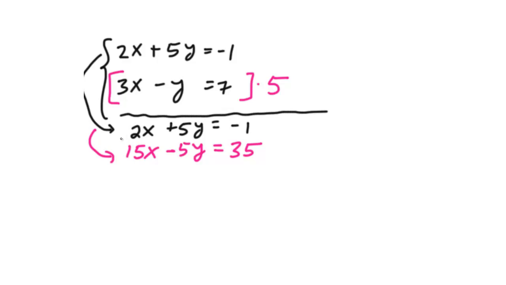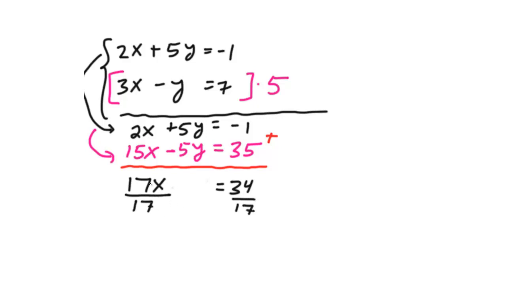Now, if we were to add these two equations, plus sign here, draw a line. This will end up being 17x. The plus 5y and -5y goes to 0y. Let's write it down, but you don't have to. And -1 plus 35 is 34. So we can erase this 0y, and now all we have to do is divide both sides by 17.